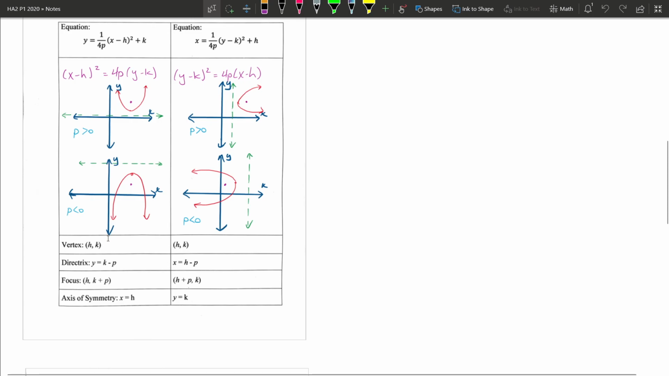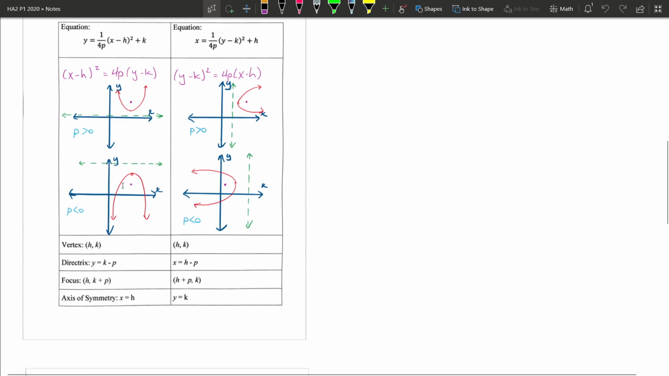As usual, the vertex is (h, k). That hasn't changed. The directrix, now this is the weird part to me. The directrix, if you look on the graph, is this green line, okay? And its equation is y equals k minus p. Now the way that this works is you've got your directrix and you've got your focus, and your focus for a vertical is (h, k plus p). And all the points on the graph are equidistant between the directrix and the focus.